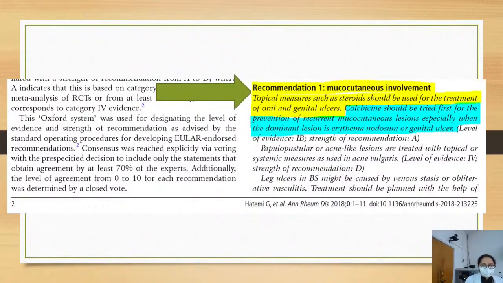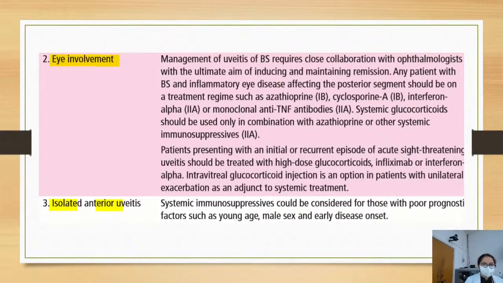I won't be discussing all the 9 recommendations. I'll be just discussing 3 recommendations. Anti-TNF antibodies. And in isolated anterior uveitis cases, systemic immunosuppressives could be considered in those with poor prognostic factors such as young age, male sex, and early disease onset.